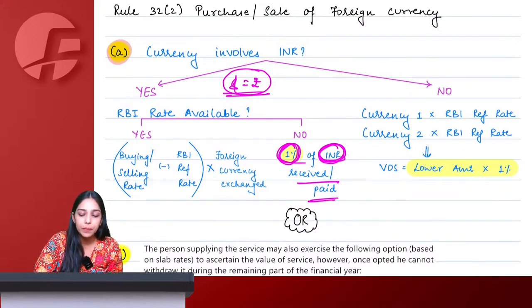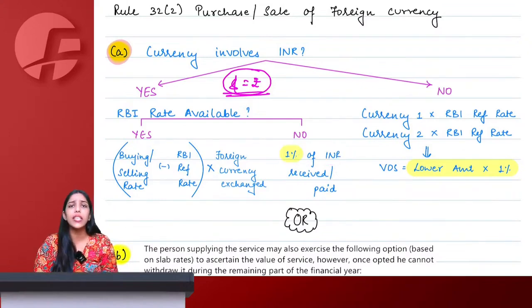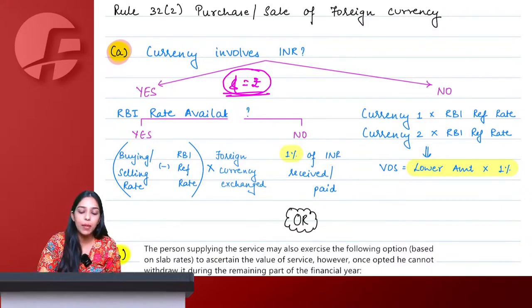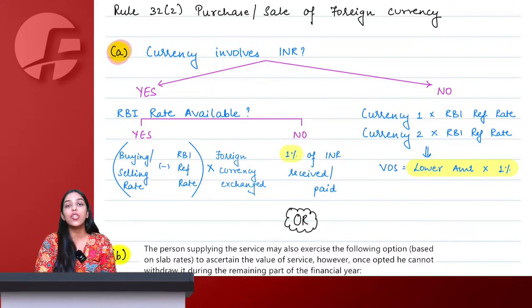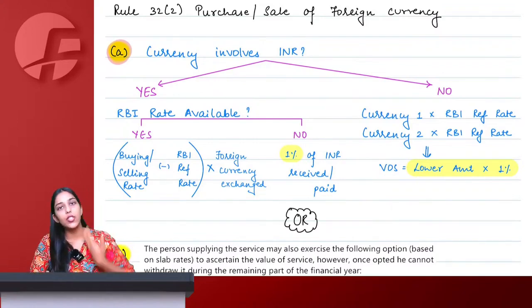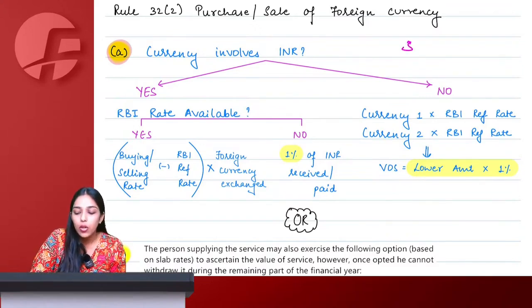So whatever INR I am receiving or paying, 1% of that becomes my value of supply. But ma'am, if the currency I am exchanging with rupee has a reference rate available, then you calculate your actual profit. Let's say the dollar-rupee rate.